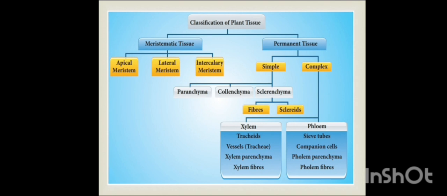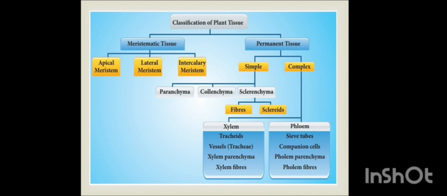The next type is complex permanent tissue. In this tissue, structurally and fundamentally different types of cells are arranged. It is again divided into two types: xylem and phloem. The xylem tissue is mainly for conducting water. Plant roots take water from the soil, and the xylem tissue is useful for the conduction of the water.